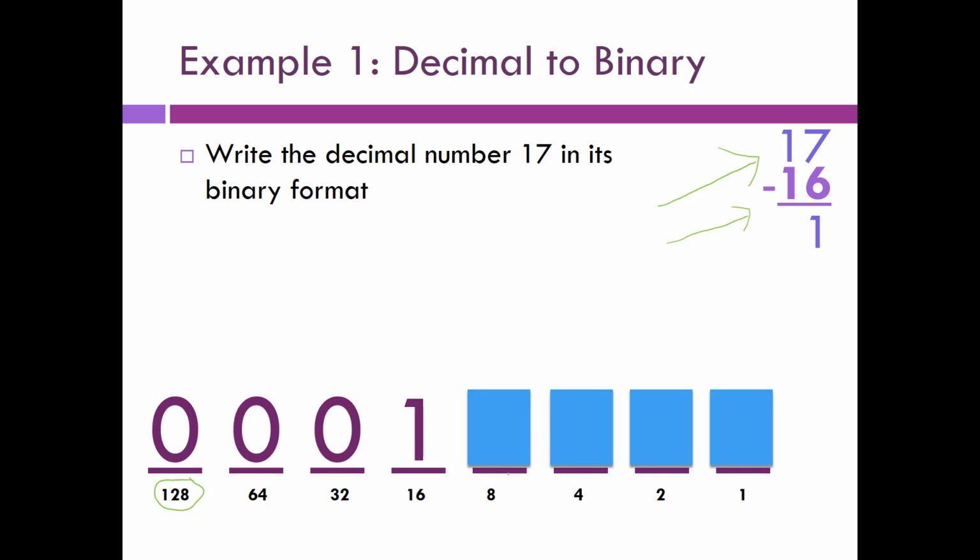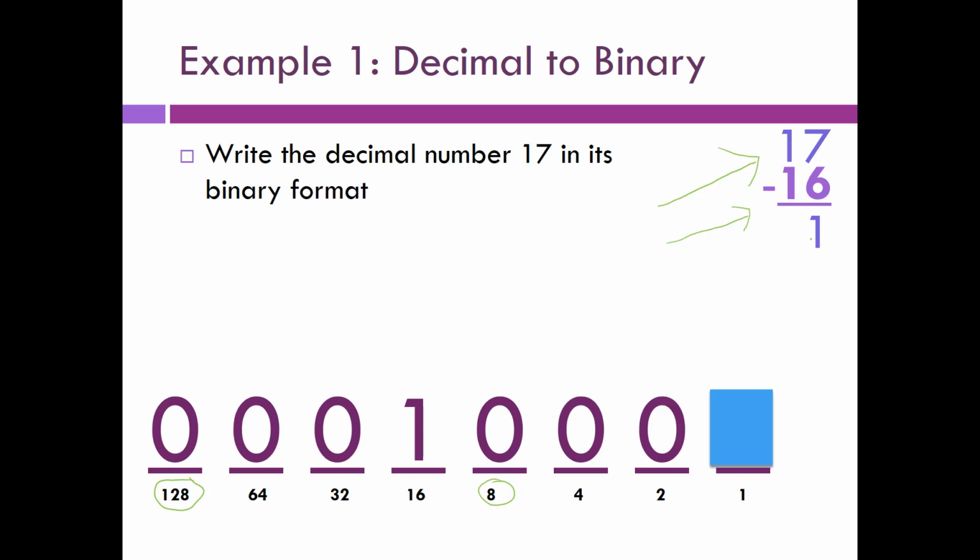Now we're going to come back to the placeholders, and our next one is an 8. An 8 is bigger than 1, so that's going to be a 0. A 4 is bigger than 1, that will be a 0. Also 2 is larger than 1, that will be a 0. And then obviously 1 fits into there, so we'll put a 1 above that 1, and we'll subtract it. When you get to the result of 0, you're done.